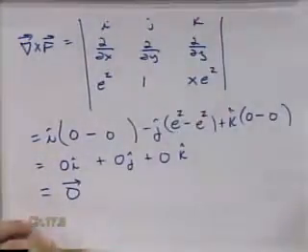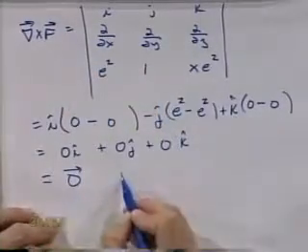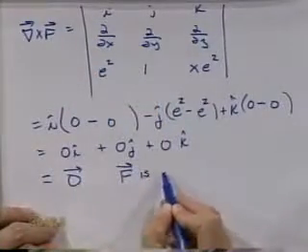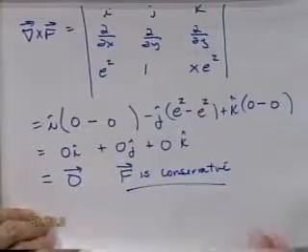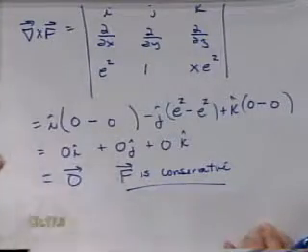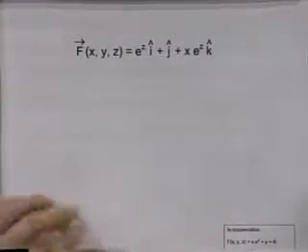So what does that tell me? Since del cross F is the 0 vector, that tells me F is conservative, which means it has a potential. There is some scalar function f. Do I know what it is at this point?